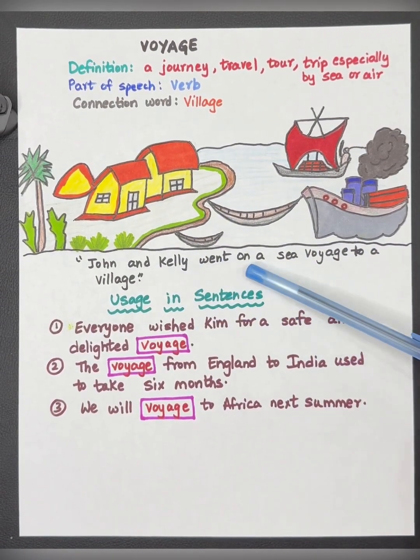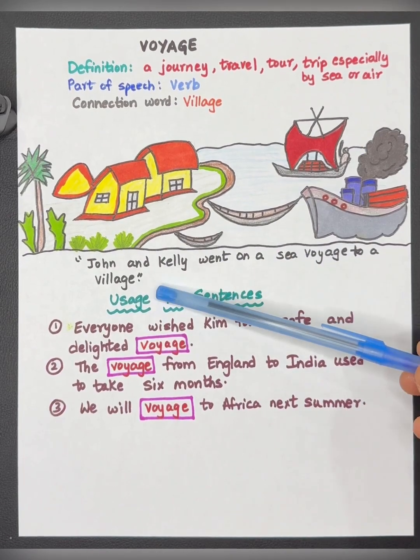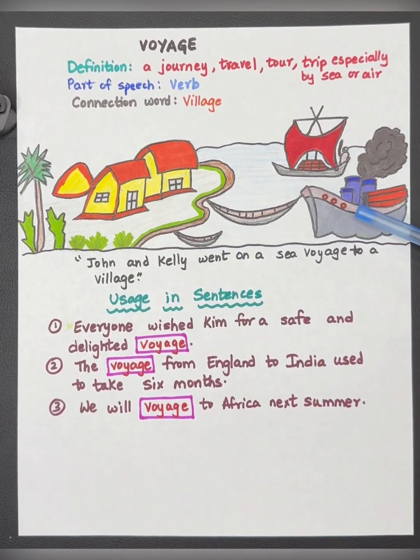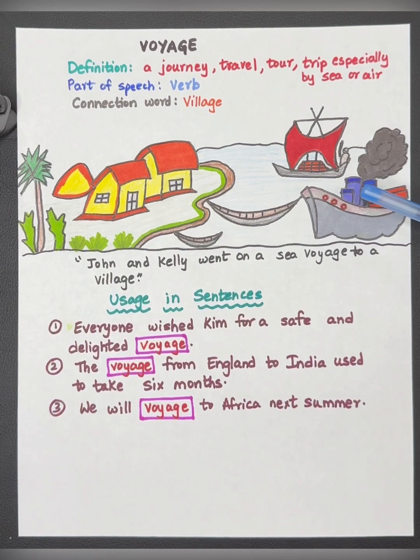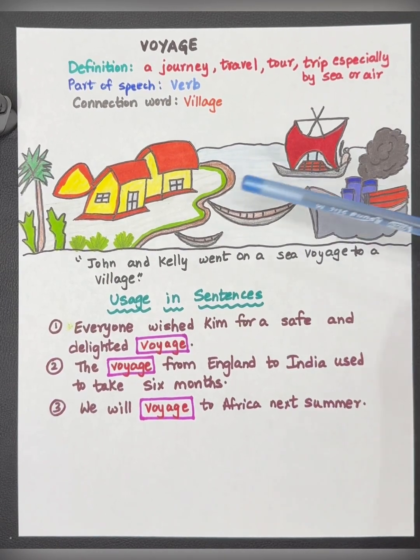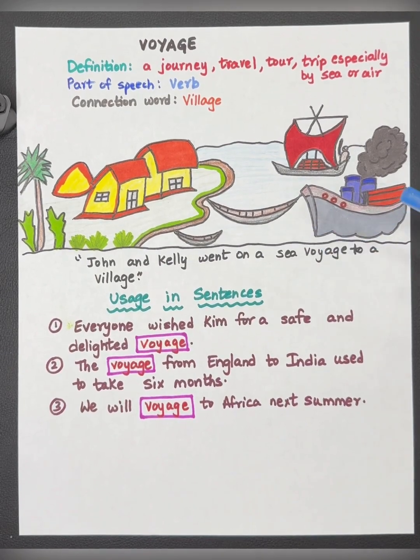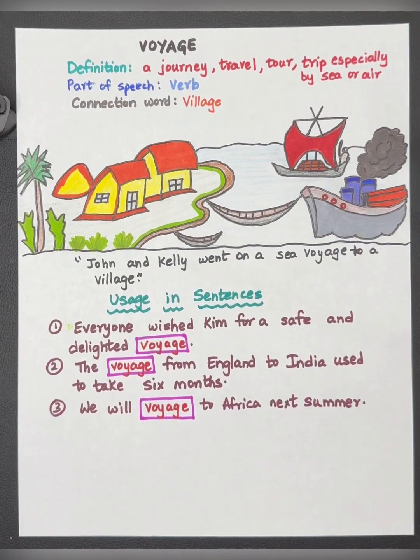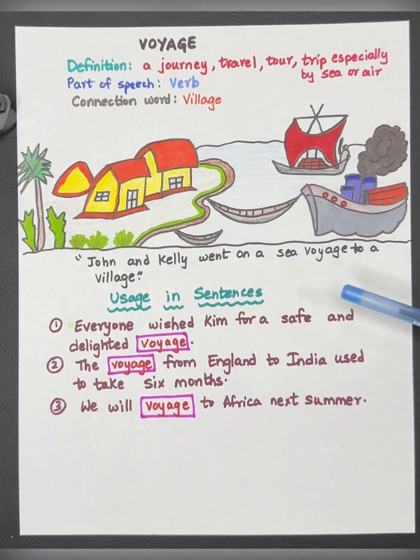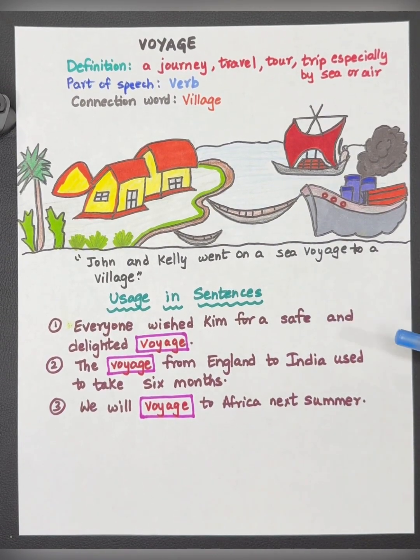John and Kelly went on a sea voyage to a village. So John and Kelly, they were on the ship and they went to a village. So John and Kelly went on a sea voyage. That means they went on a tour to a village. Now let's see the usage in sentences.